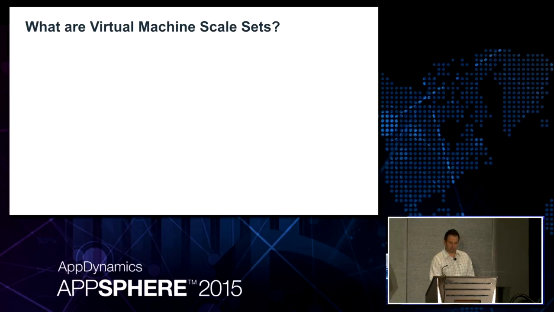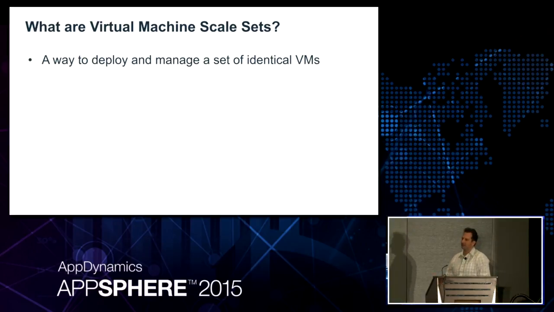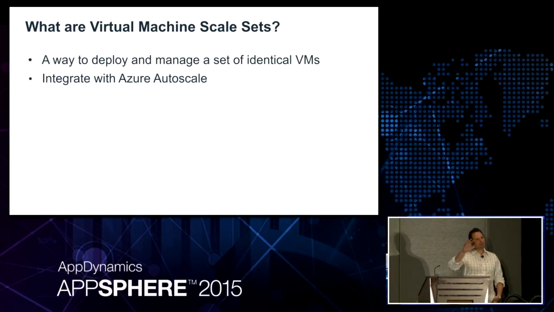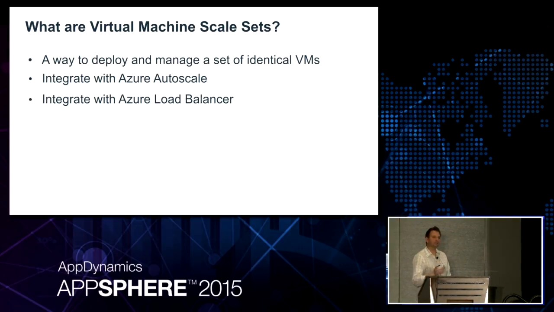So what are virtual machine scale sets? It's basically a way to deploy and manage a set of identical VMs that I already mentioned. It automatically integrates with Azure Autoscale. So the virtual machine really is infrastructure as a service, right? You literally need to do everything you do in your on-prem world, right? Except you already have the hardware, but you need to define network interface cards and so on. So you would also need to integrate with Azure Autoscale. Scale sets, it's already integrated. It's also integrated with a load balancer.